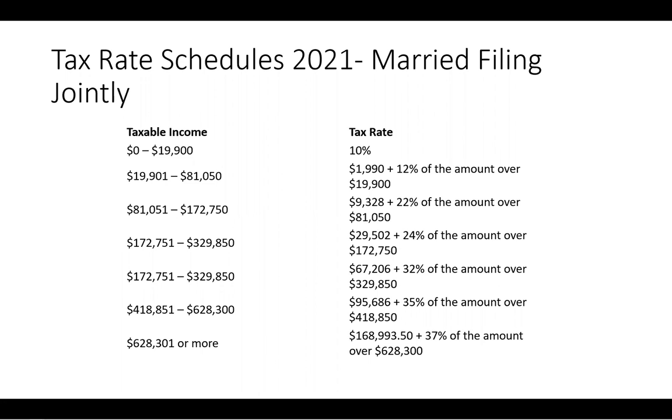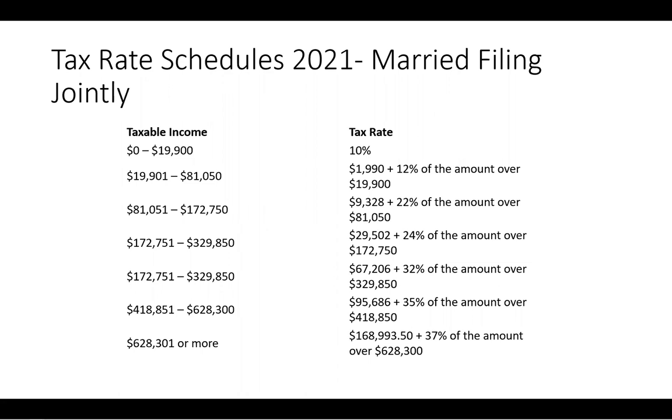Now, how do we compute income tax? How do we read this? Well, what's really important to remember is that in federal individual income tax, we are on a progressive income tax system. That means that as your income gets higher, the tax rate on higher levels of income increases.